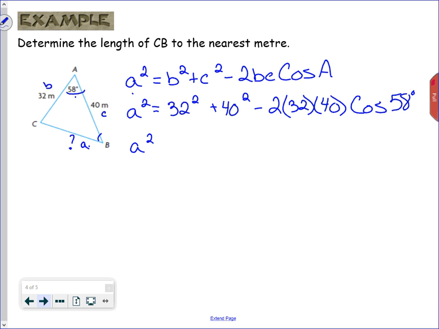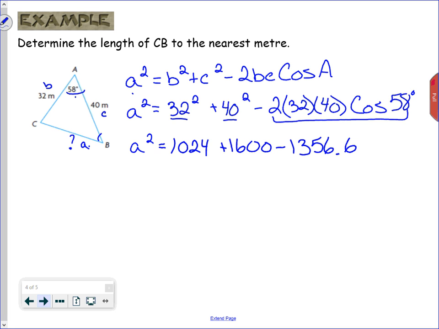So our next step is to calculate. We'll square the two numbers, and then we'll multiply those four terms together. So a squared equals 1,024 plus 1,600 minus 1,356.6.